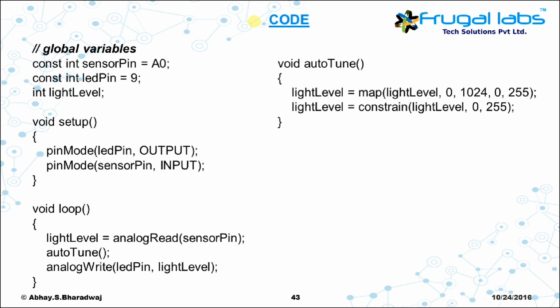So whatever sensor data I am reading, I'm storing it to a variable called light level. Next, I'm calling a function called auto-tune. Auto-tune is my function that I have defined. This function I have defined at the end of the program. So let's look at what the auto-tune function does.